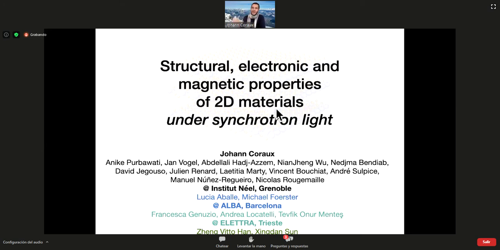So I will make basically a very long introduction and try to show you how this applies to some of our recent works, which were done on chromium dichalcogenides. It's a ferromagnetic 2D material. But the idea is not to enter too much into details of these results, and to try to give some overview. So let's see if I manage to do that.